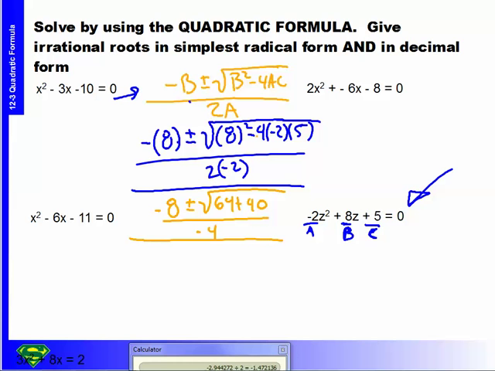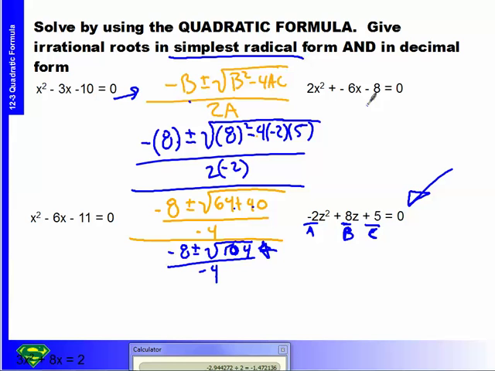So then, we have to combine these numbers. 64 plus 40 is going to be 104. So we have -8 plus or minus the square root of 104 divided by -4. At this point, we know we're going to have an irrational number, so we are actually going to have to give our irrational answer in the simplest radical form, and then we'll get the decimal equivalent.